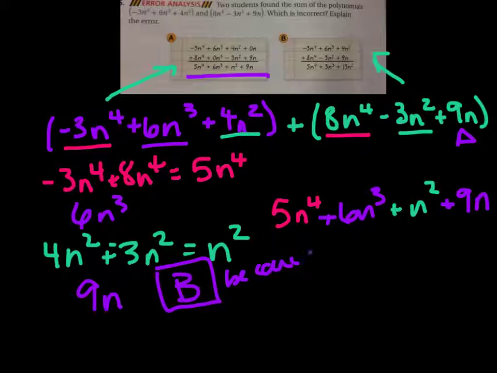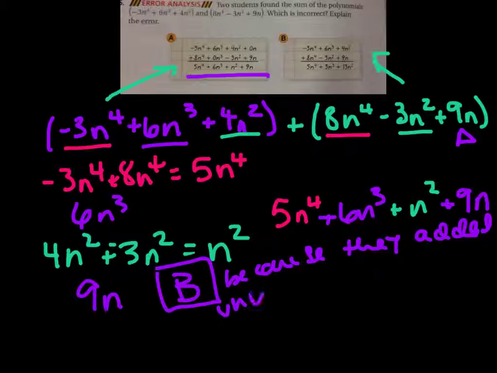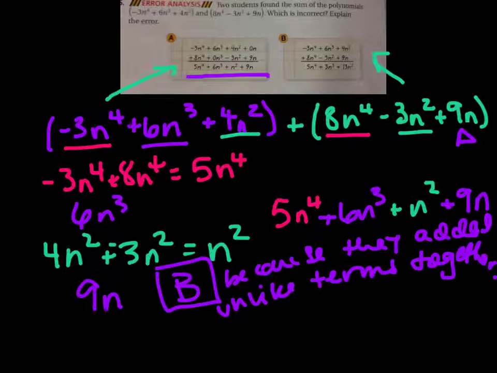because they added unlike terms together. So they added unlike terms together, therefore B is incorrect.